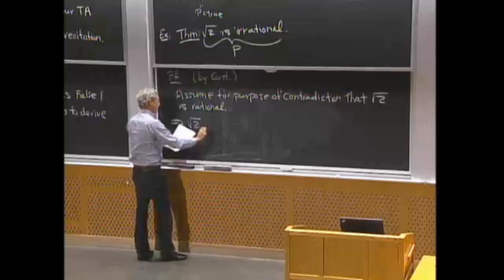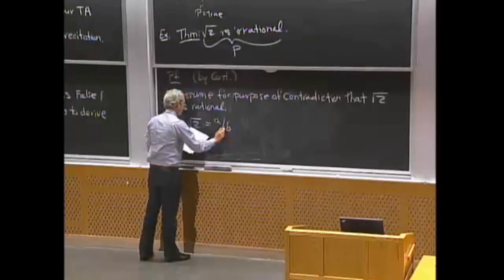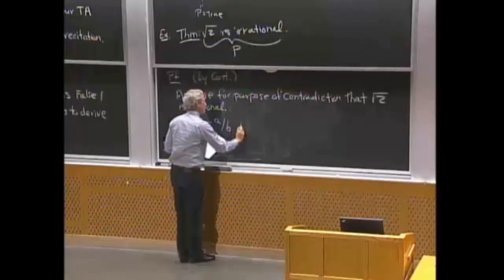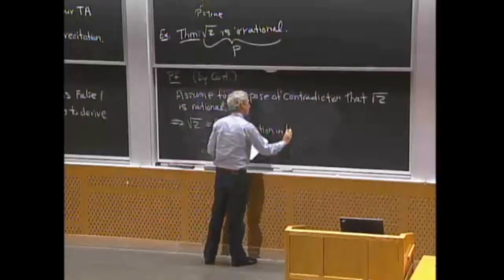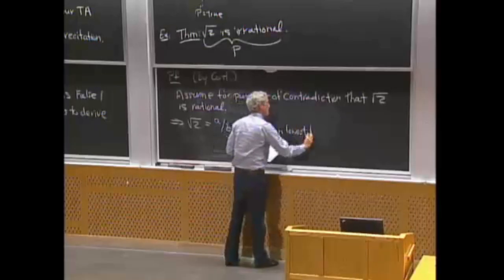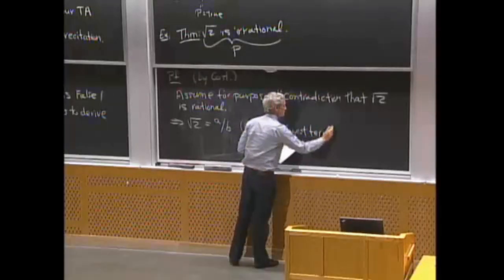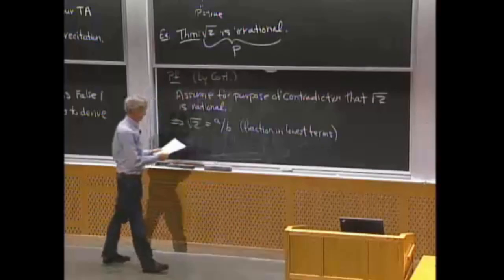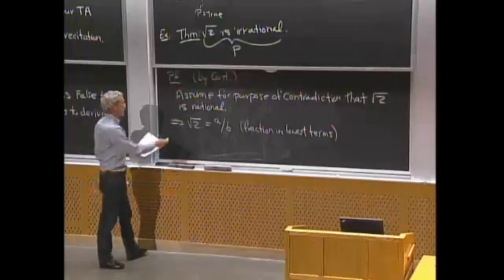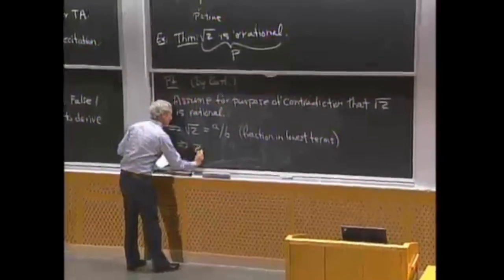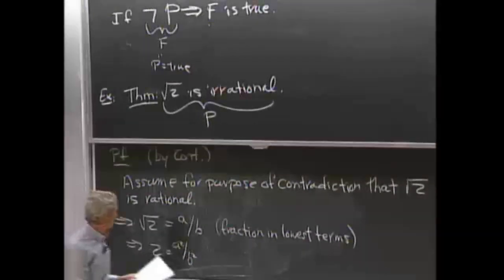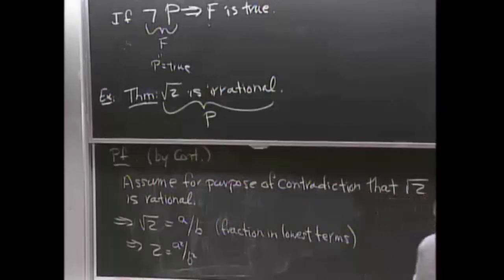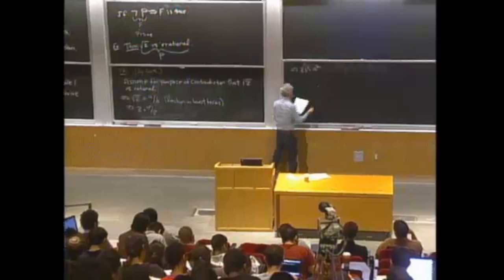Well, if square root of 2 is rational, then we can express it as a over b, where a over b is a fraction in lowest terms. That means a and b have no common divisors. Then I can square both sides, and I get 2 is a squared over b squared. Then I multiply by b squared, and I get 2b squared equals a squared.